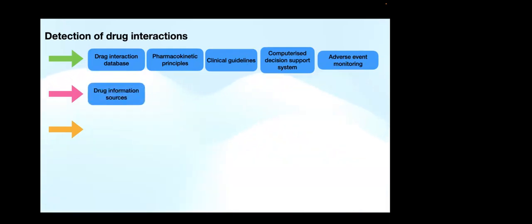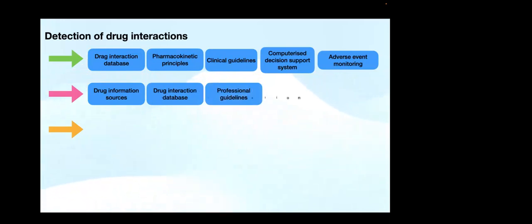The second is drug-food. How can we detect drug-food interactions? For drug-food, you have to check the drug information sources. That is, utilize comprehensive drug information sources such as drug monographs, package inserts, or reputable organizational databases, and these sources often include information on potential drug-food interactions. Next, we can use a drug interaction database, which also suggests some drug-food interactions.